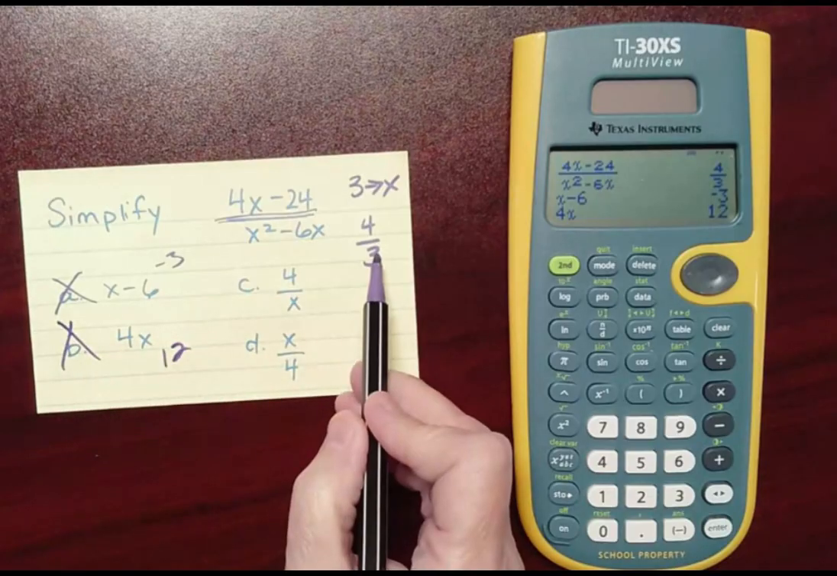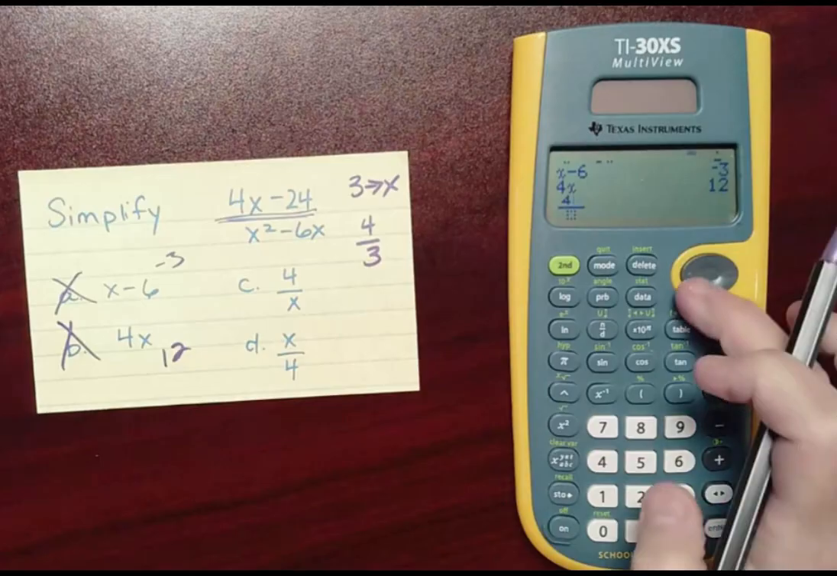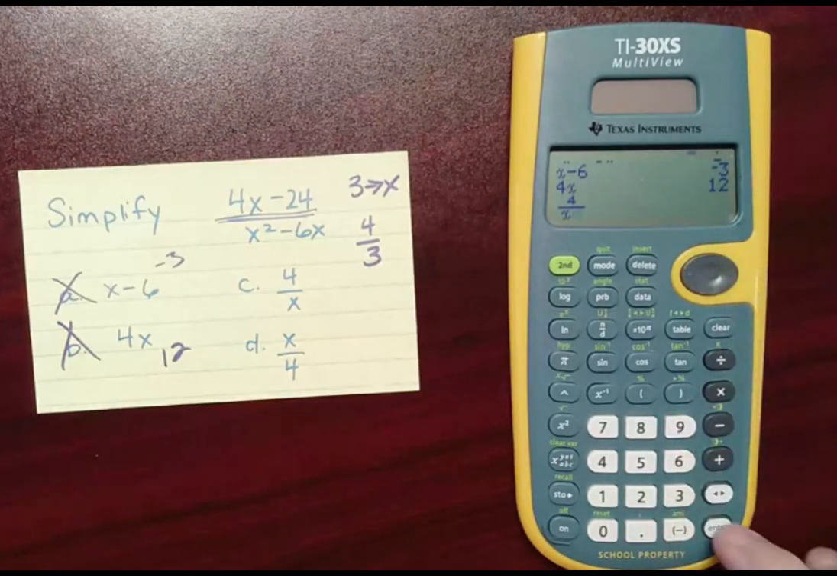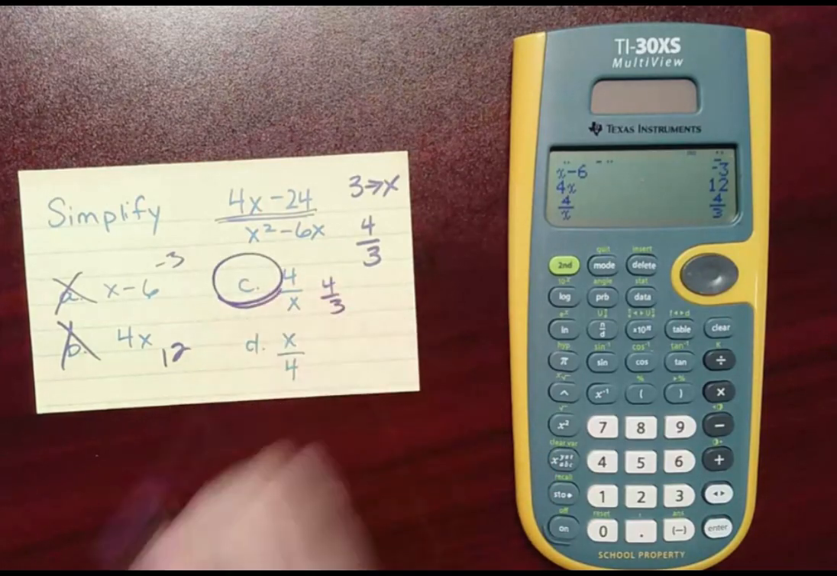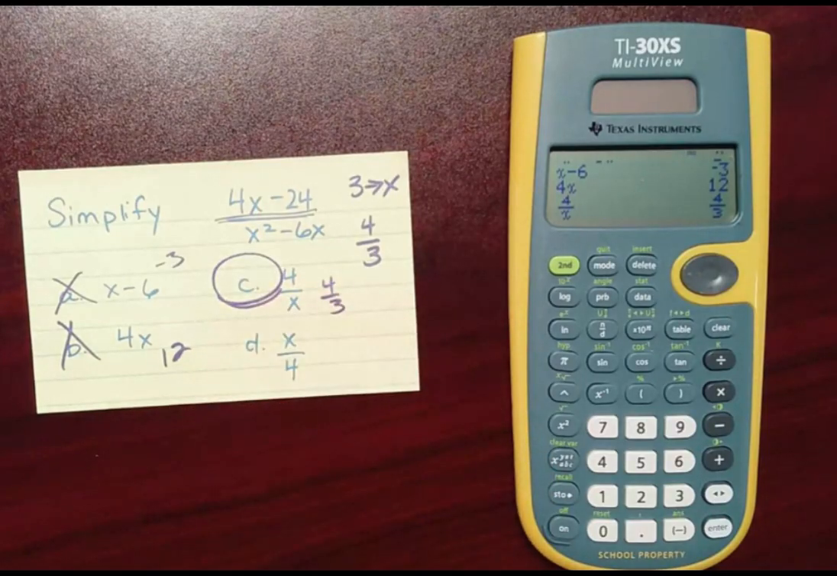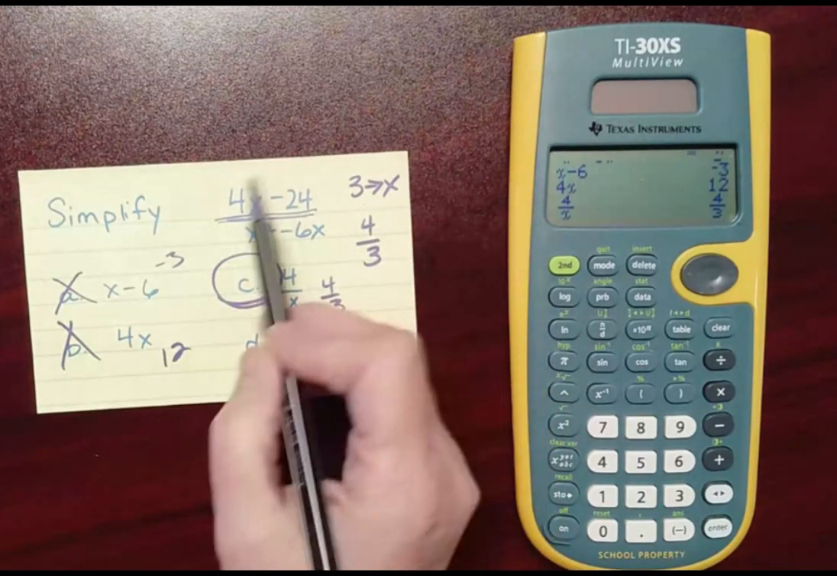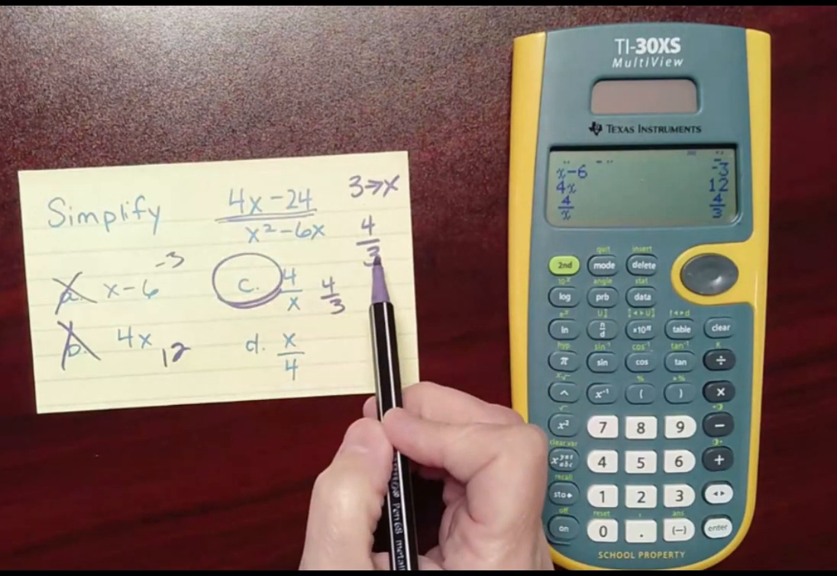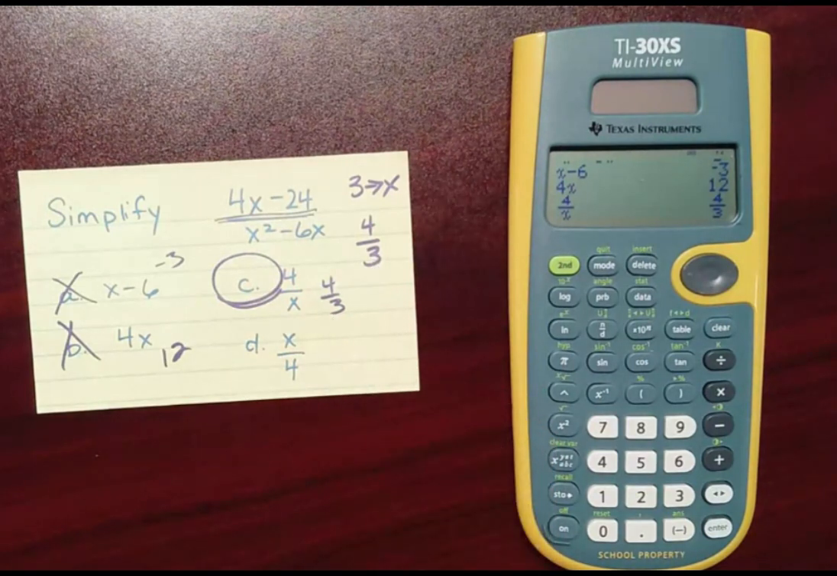We're looking for 4/3. For C, if I put 4 on top and x on the bottom and I hit enter, 4/3. There is my right answer. If I had used a different number for x, I would have gotten a different number answer here, but whatever I got would be the same answer I got when I typed in answer choice C.